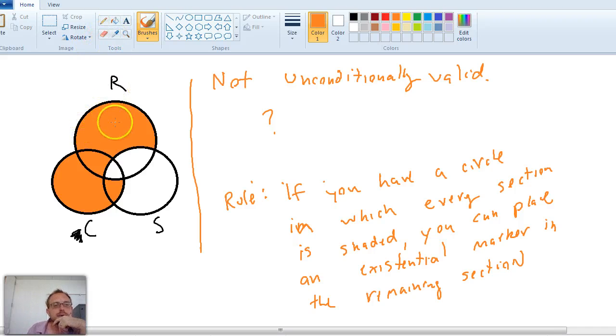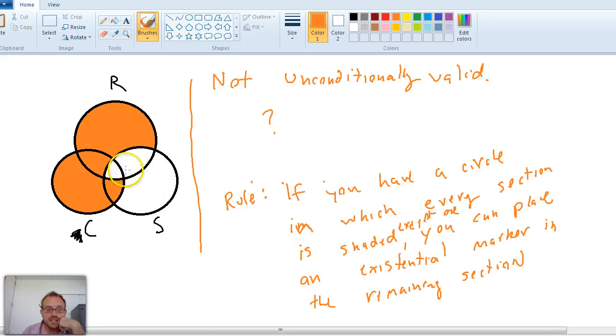Okay, so if you have a circle in which every section except one is shaded, you can place an existential marker in the remaining section. So let's take a look at my R circle. My R circle is not every section shaded but one. I have 2 sections that are unshaded, which means I can't put the existential marker in the R circle. What about the S circle?